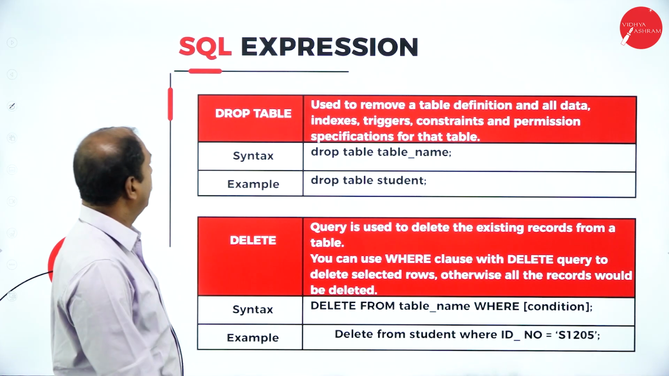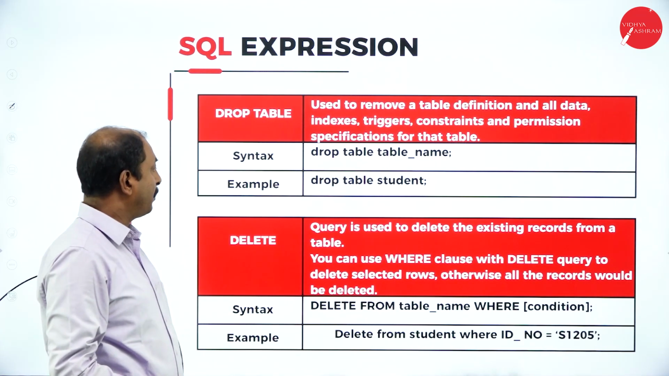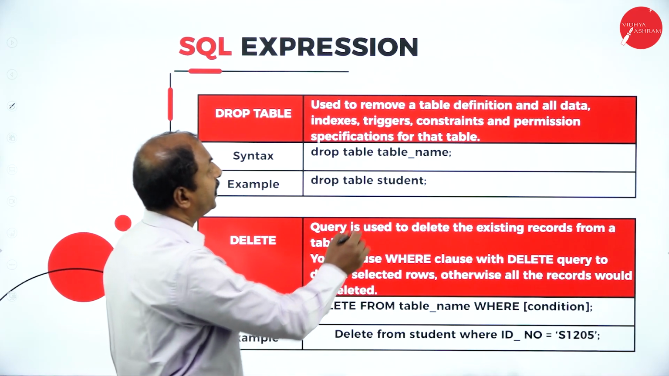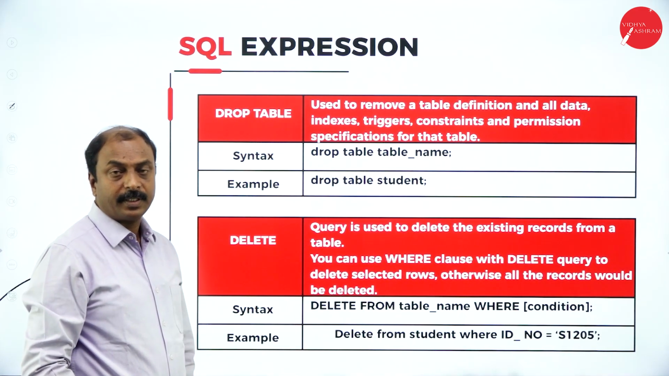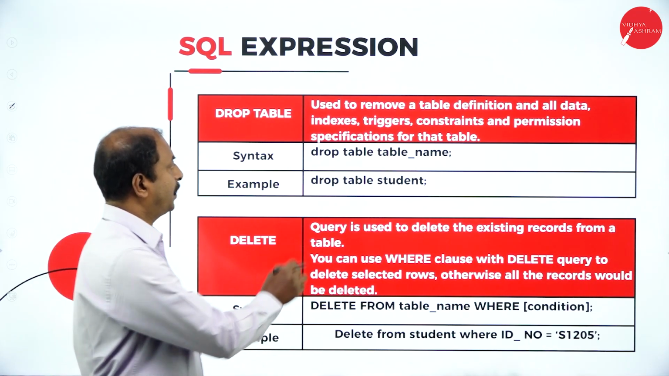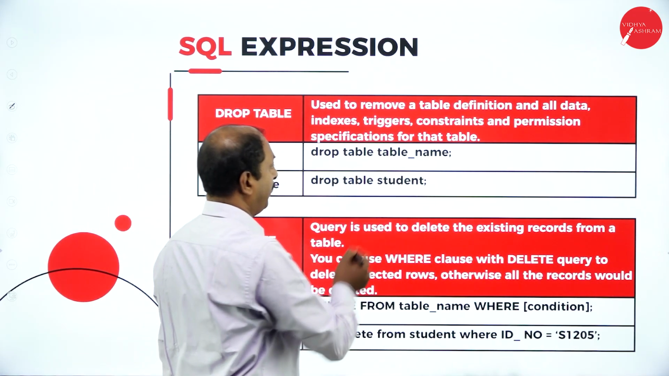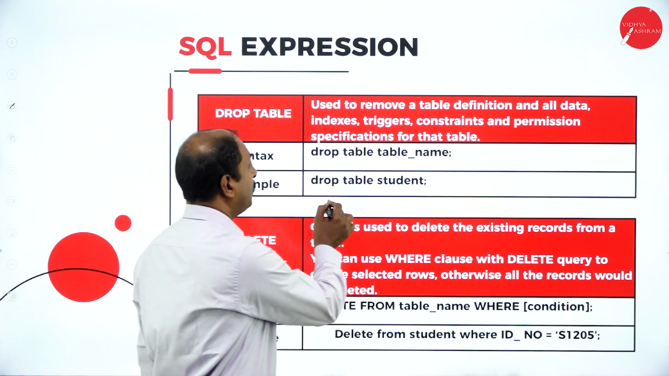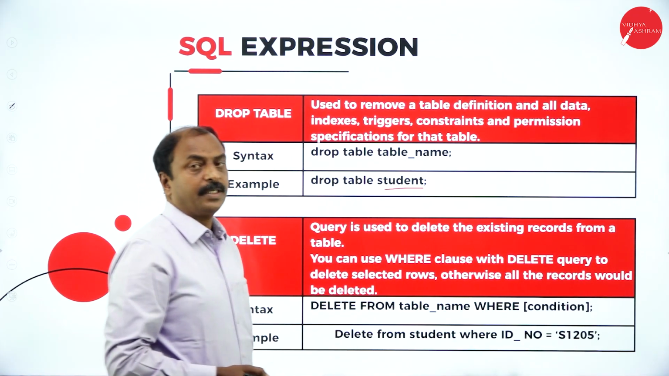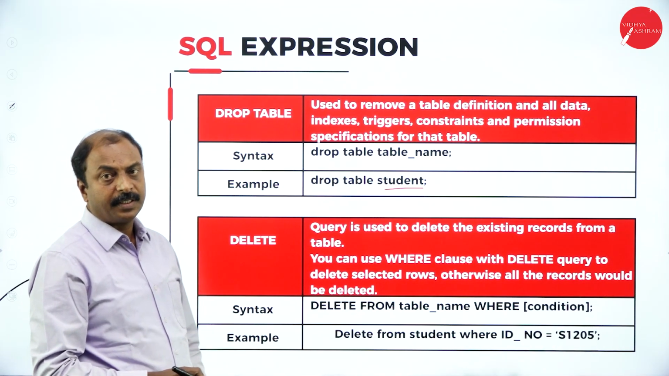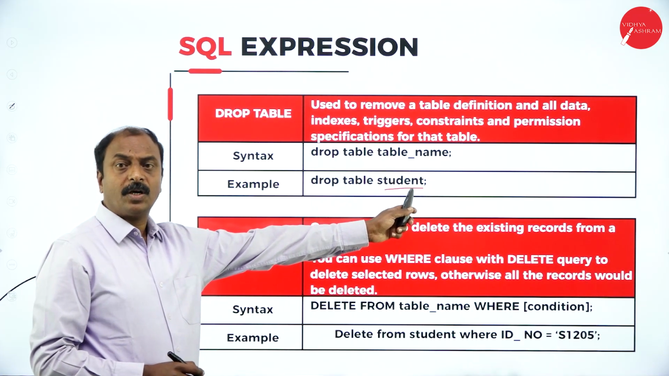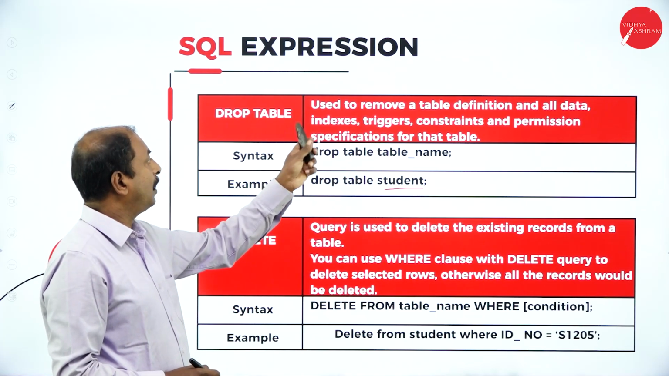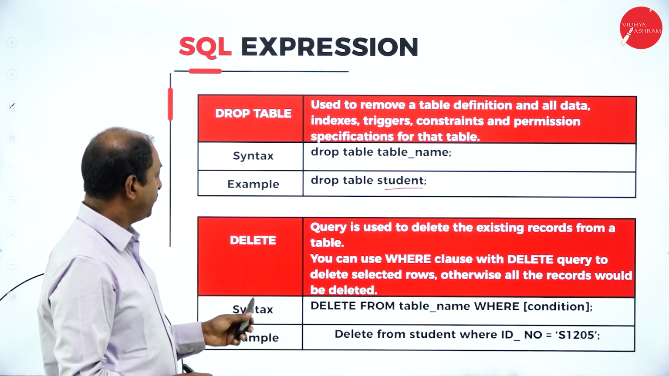Next one is drop table. This is the drop command. It is used to remove a table and all the data from the database. The syntax is drop table, table name. Example: drop table student. Student was the table name we had created in the beginning. So it is going to delete the table along with the data. This is the drop command.